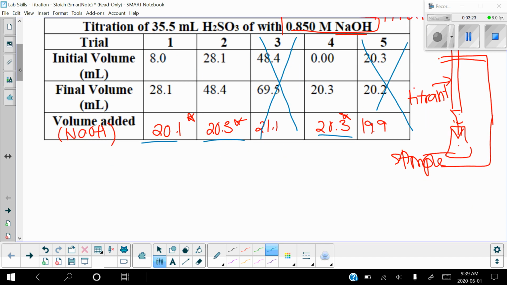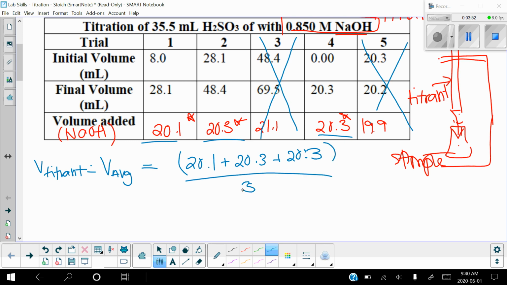Now we're going to take the volume average. So the volume of the titrant is equal to the volume average of those three numbers. So that's 20.1 plus 20.3 plus 20.3 divided by 3, which gives me a number of 20.23 milliliters. Okay, make sure you have the units correctly. We are working in milliliters.